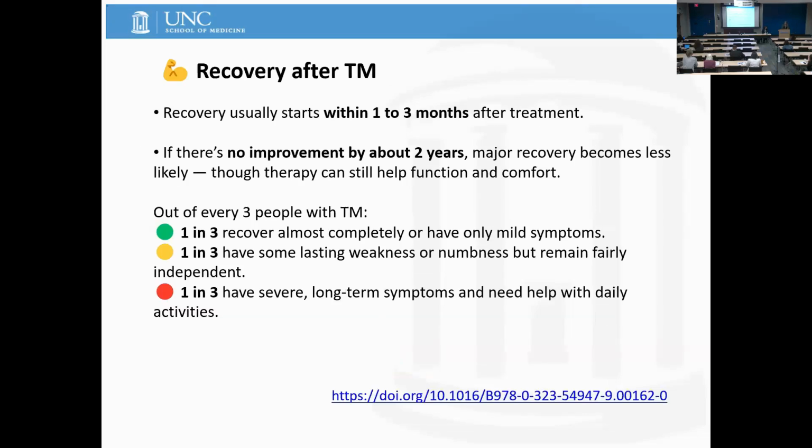So recovery after transverse myelitis, I think we're going to hear a lot about rehabilitation and symptomatic treatment a little bit during the day.